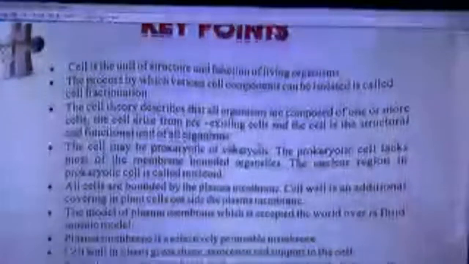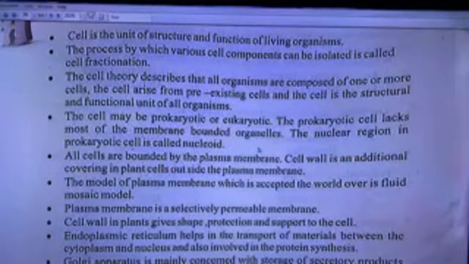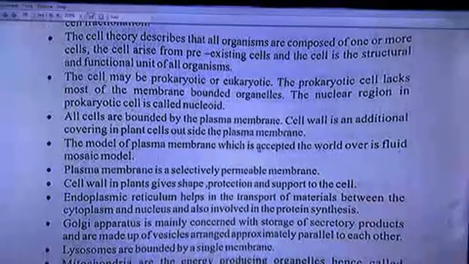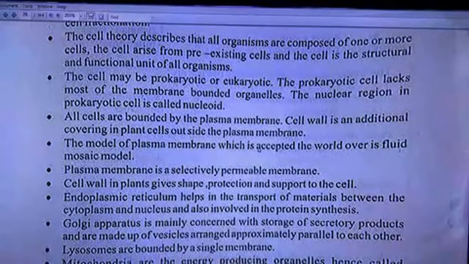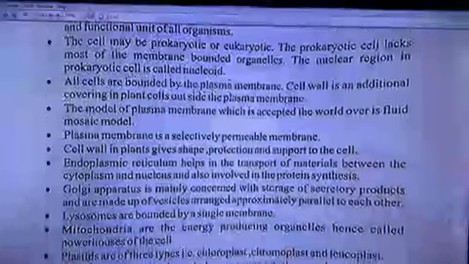Key points. Cell as the unit of structure and function of living organisms. The process by which various cell components can be isolated is called cell fractionation. The cell theory describes that all organisms are composed of one or more cells. The cell arises from pre-existing cells, and the cell is the structural and functional unit of all organisms. The cell may be prokaryotic or eukaryotic.